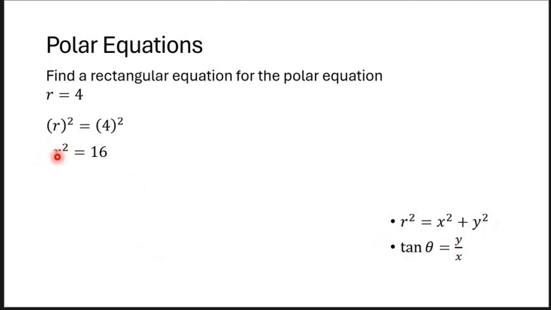I'm going to replace r squared with x squared plus y squared, and there is the rectangular equation. X squared plus y squared is equal to 16. Alright, here's another polar equation.